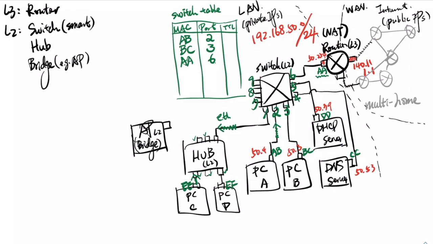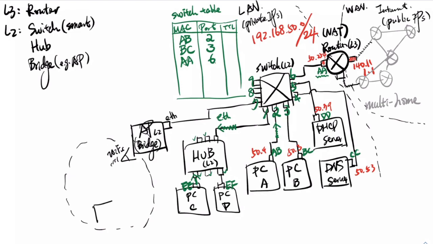On one side, we have Ethernet, so we connect Ethernet to here, ETH. On the other side, we have Wi-Fi. For example, we have a notebook right here, and it has an antenna, so it can connect to the Wi-Fi, right?